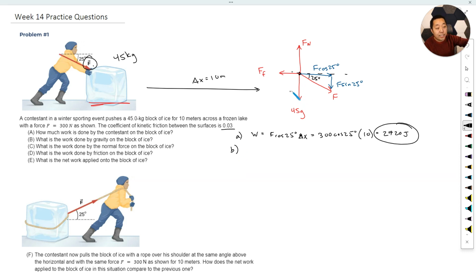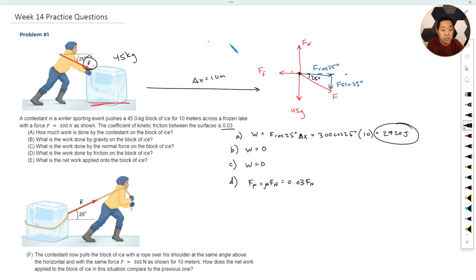B, what is the work done by gravity? Gravity is pulling downward. It is perpendicular to the displacement to the right, so that work is 0. What is the work done by the normal force? Well, again, the normal force is perpendicular to the displacement, so that work is also 0. What is the work done by friction on the ice? Well, the frictional force is equal to mu times the normal force. So it is parallel, but it's opposite the direction of the displacement because the displacement's to the right and the friction's to the left. So it's going to be negative work, but we need to know what the frictional force first is. It's 0.03 times the normal force.